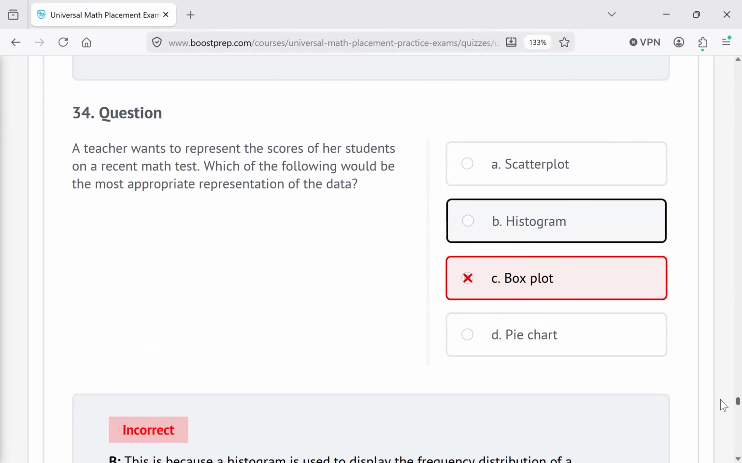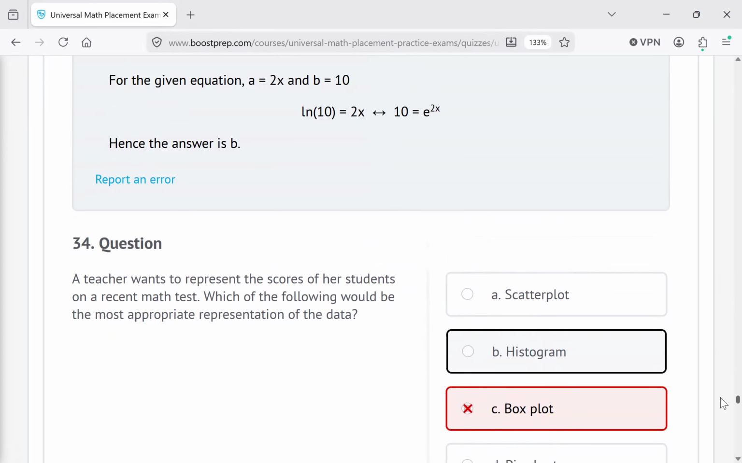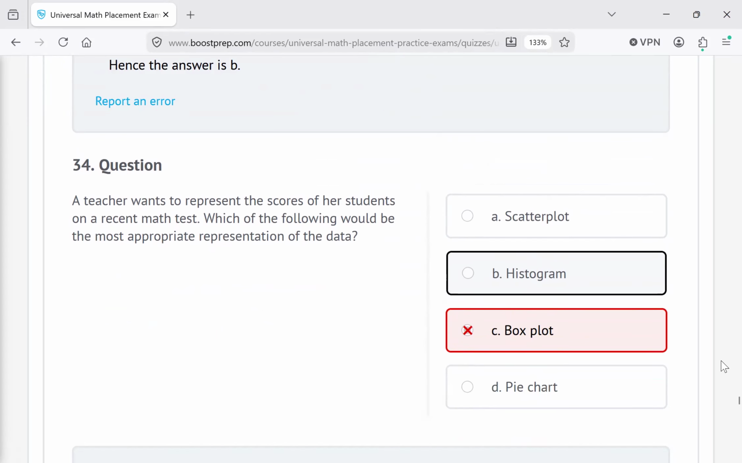Oh, 34. It says it should actually be a histogram. A teacher wants to represent the scores of her students on a recent math test. Which of the following would be the most appropriate representation? Why did I say multiply? I guess that makes sense. A histogram tells you the percentage, right? So I think that's the best. If they're asking for a mean, median, or quartile, that would be perfect for a box plot. But 34 would be a histogram.